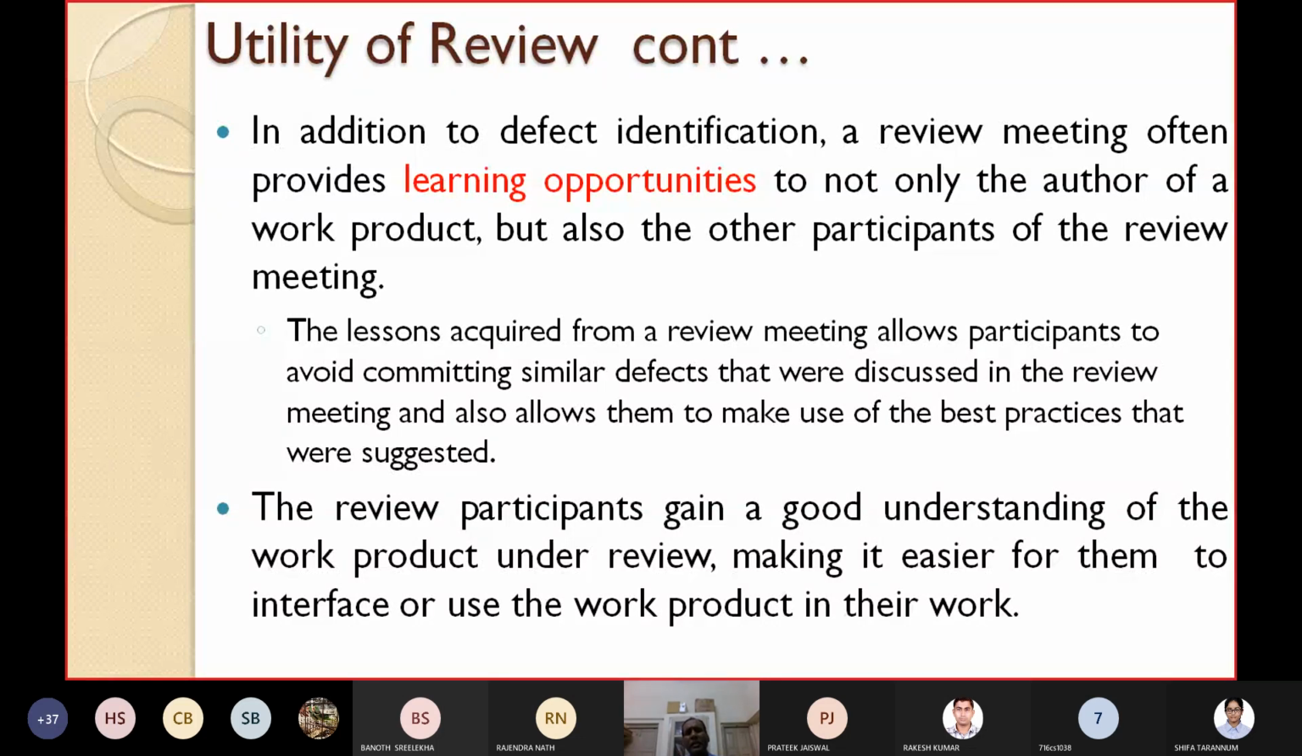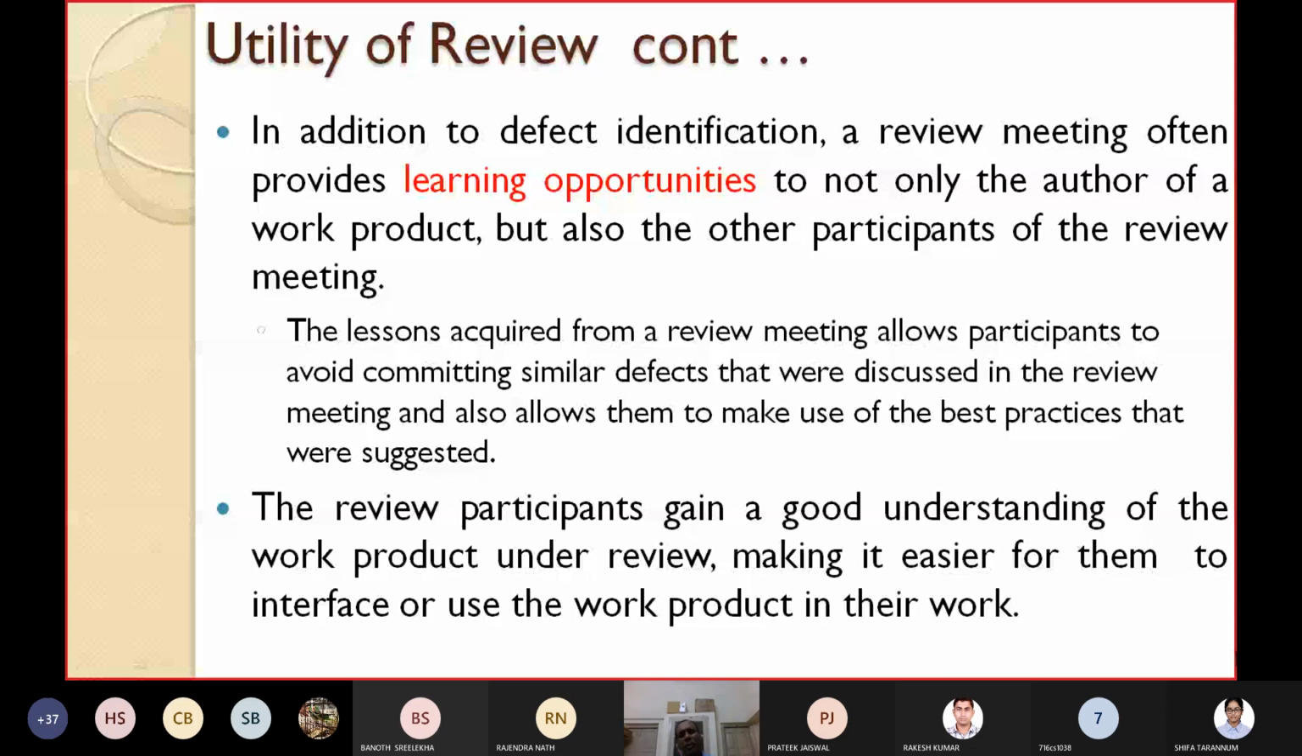In addition to defect identification, a review meeting often provides learning opportunities not only to the author of a work product, but also to the other participants of the review meeting. You can learn from your past mistakes and from your past experience. The review participants gain a good understanding of the work product under review, making it easier for them to interface or use the work product in their work.